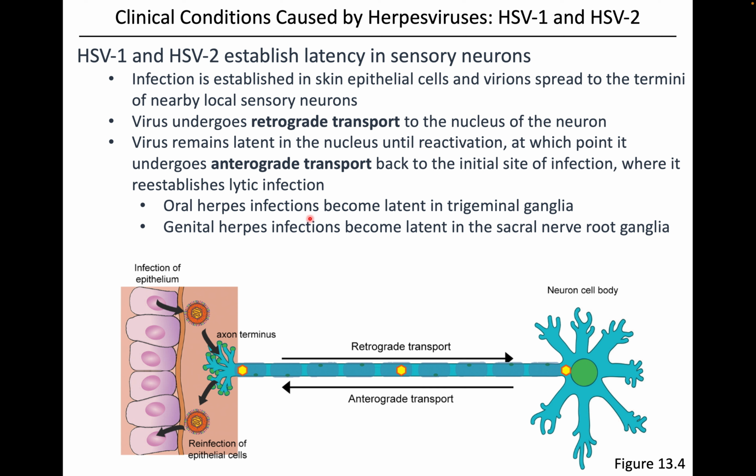And for oral herpes, just in case you're curious, this latency in these nerve cells is going to be in what's called the trigeminal ganglia. In genital herpes and HSV 2, that's going to be in what's called the sacral nerve root ganglia.